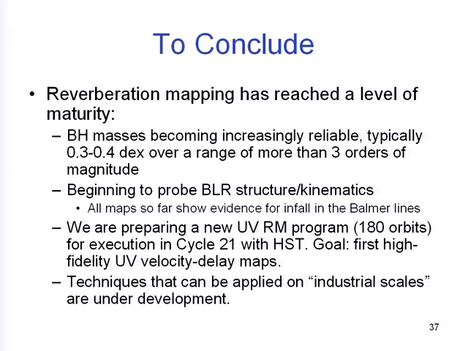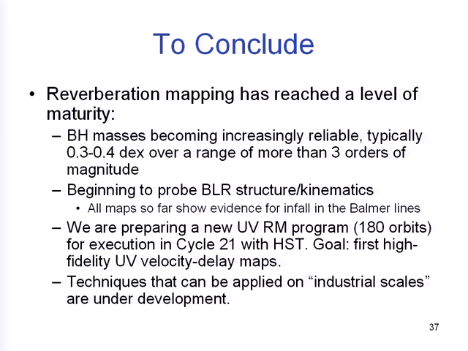The basic goal is to get the first high-fidelity UV velocity delay maps, because we don't expect that the gas emitting the UV lines is doing the same thing that the Balmer lines are doing. They probably come from very different regions. We've known that for a long time. Remember the photoionization modeling that I talked about in about the first or second slide.